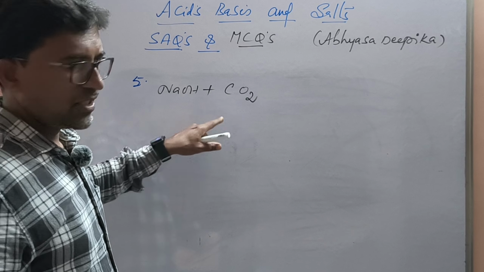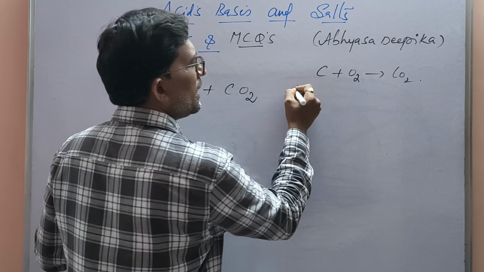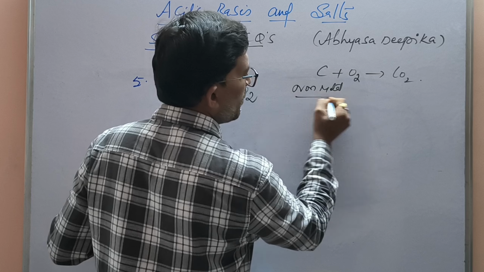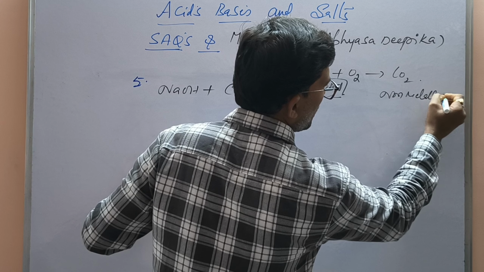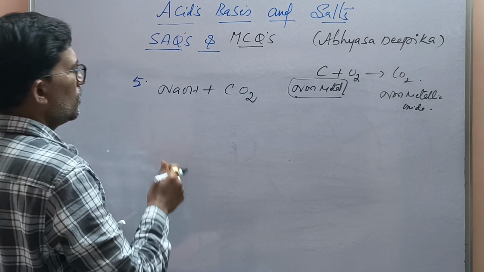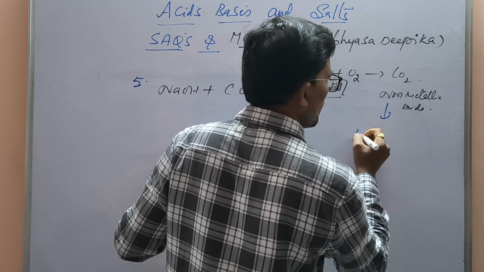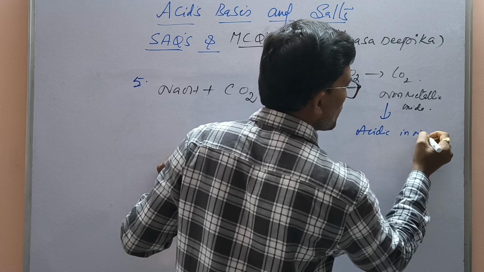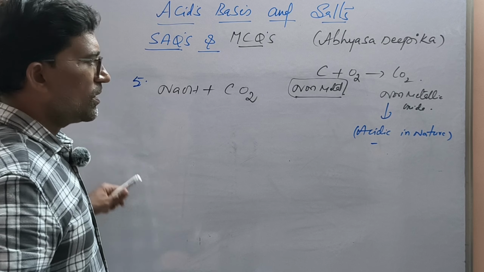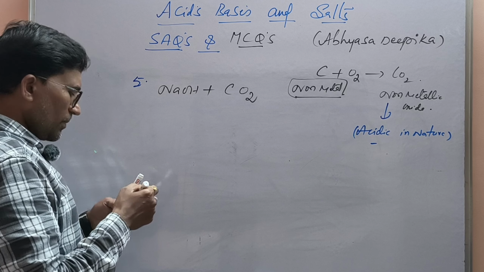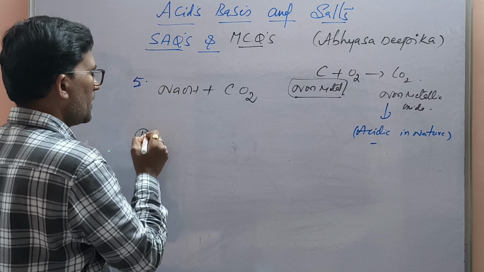Carbon is a non-metal. If carbon is burnt in the presence of oxygen, it gives rise to carbon dioxide. If a non-metal is burnt in the presence of oxygen, it gives rise to a non-metallic oxide. Sodium hydroxide is basic in nature. Non-metallic oxides are commonly acidic in nature. So when sodium hydroxide, a base, reacts with a non-metallic oxide like carbon dioxide, which is acidic in nature, I will write the equation here.